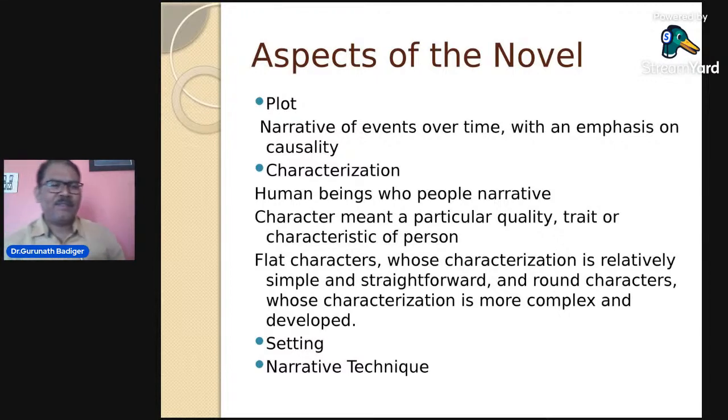As E.M. Forster writes, plot is very, very important. Characterization, major characters, minor characters, rounded characters, flat characters. Setting of the novel, where the novel is set. That's what we call time and space.